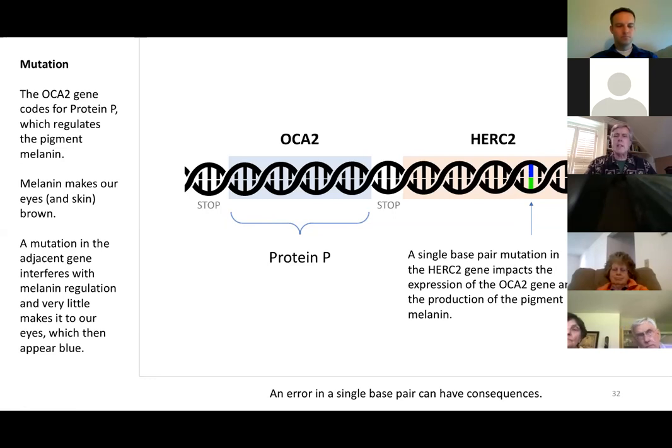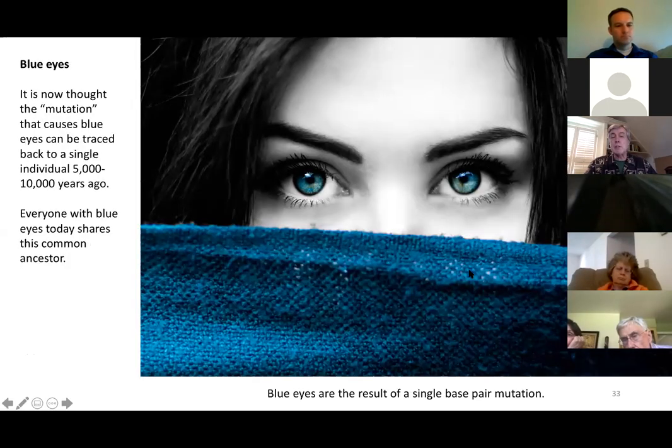And here's how that happened. Protein P needs this site to bind to regulate melanin. If the site is not there, protein P can't make enough melanin. So the melanin goes to your skin first and not to your eyes because it's more important for your skin. And so you end up with no melanin in your eyes. And when there's no melanin in your eyes, they're blue.